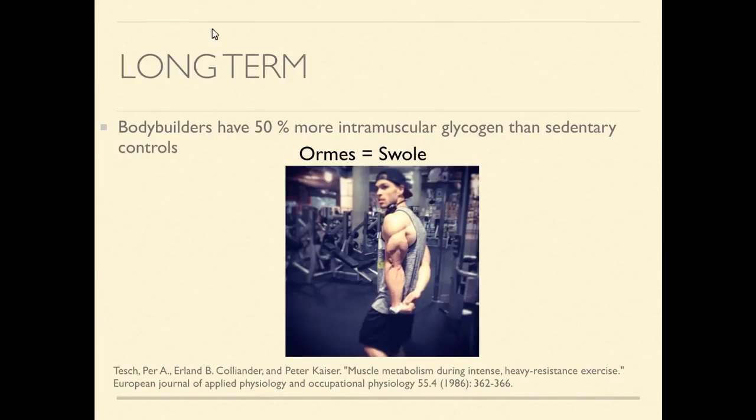So here's Jacob Orms here, who's jacked. And you see how full his muscles are. Well, part of that is his bodybuilding. You know, bodybuilders have 50% more intramuscular glycogen than sedentary controls. And it's likely because they're training in these metabolic ranges.